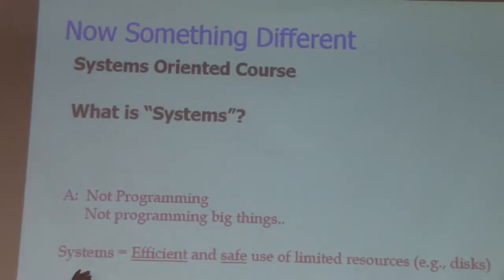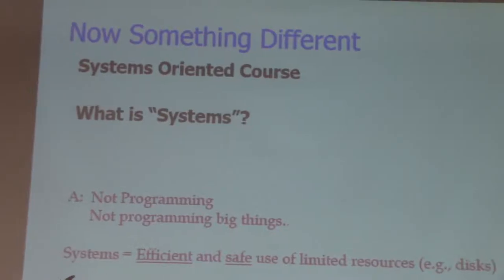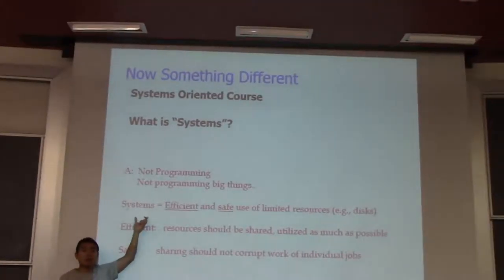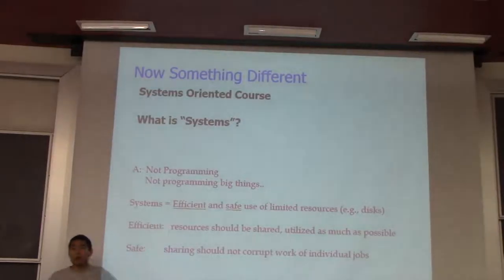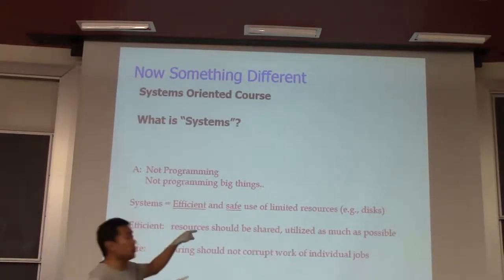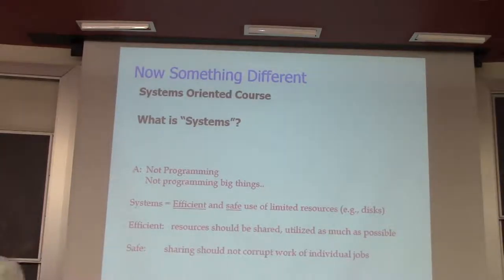What's interesting about this is, in my personal opinion, this does not only hold for computer systems. It holds for systems in general, right? You talk about human society, what is a system? A democratic system, a dictatorship system, capitalism, socialism. It's all about this: efficient and safe use of limited resources. Why? Because if you have unlimited resources, you don't really care about the system.